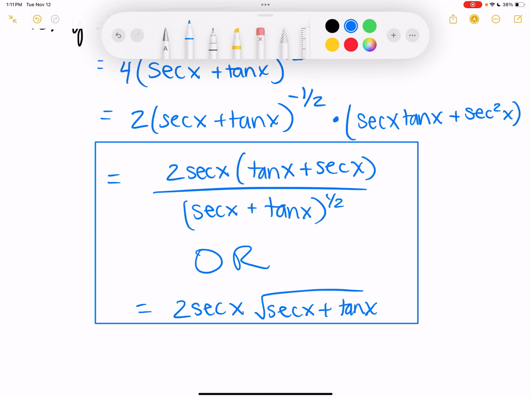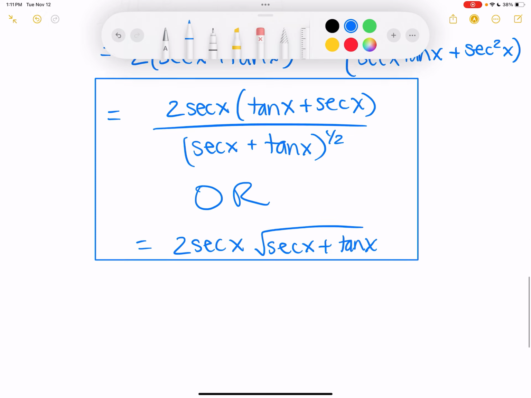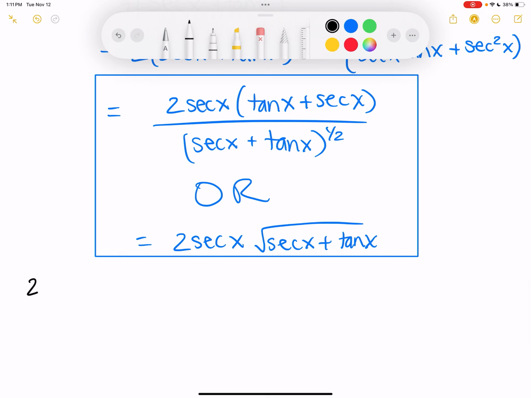Let's see. Let's go back to an easier one. 24. Y equals the square root of the tangent of 5x. Well, I say this one's easier. It might actually not be.